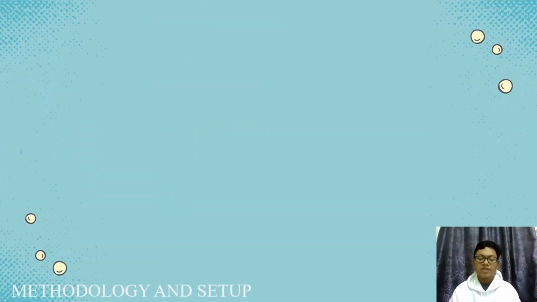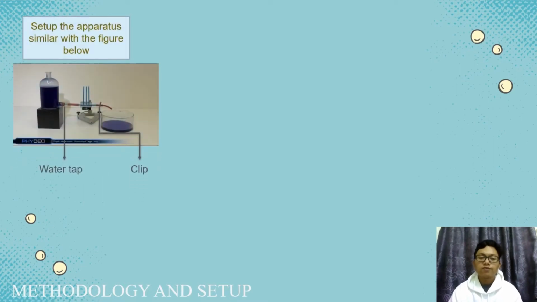For the methodology and setup of the experiment, firstly, the setup of the apparatus is similar to the figure below. We have four main apparatus: the water tank, the water tap, the venturi tube, and the clip.